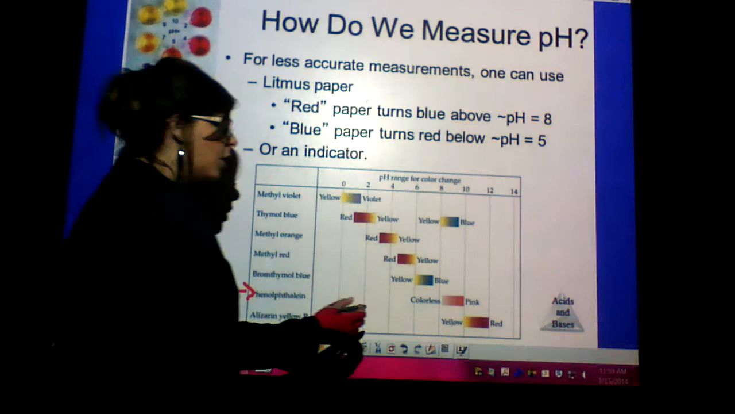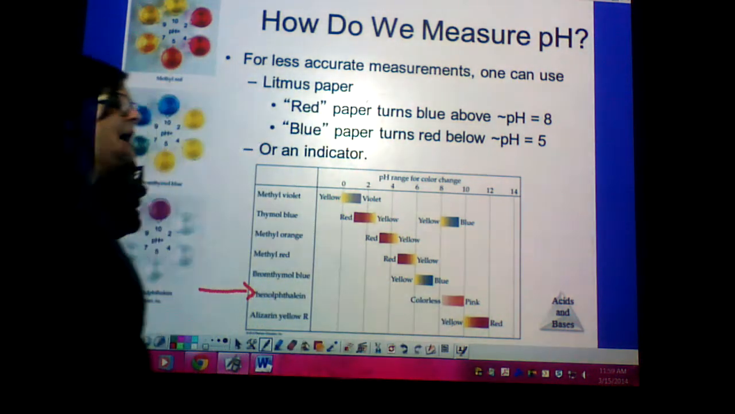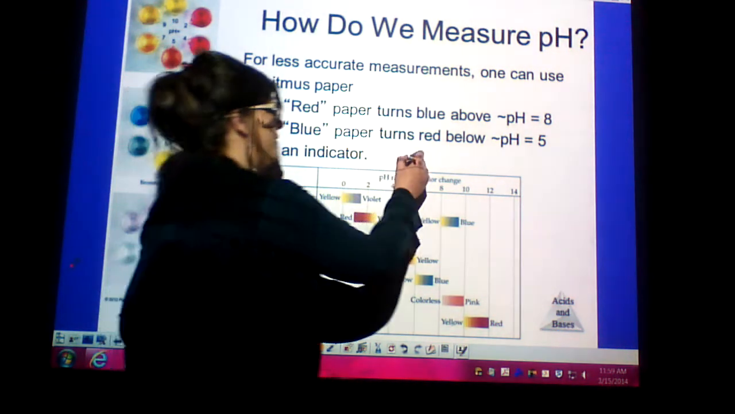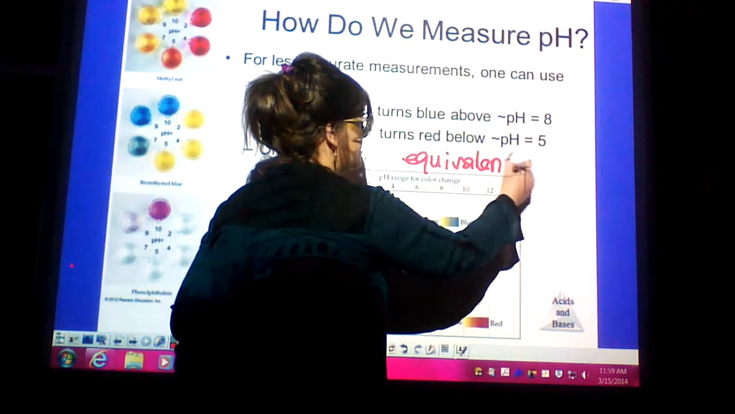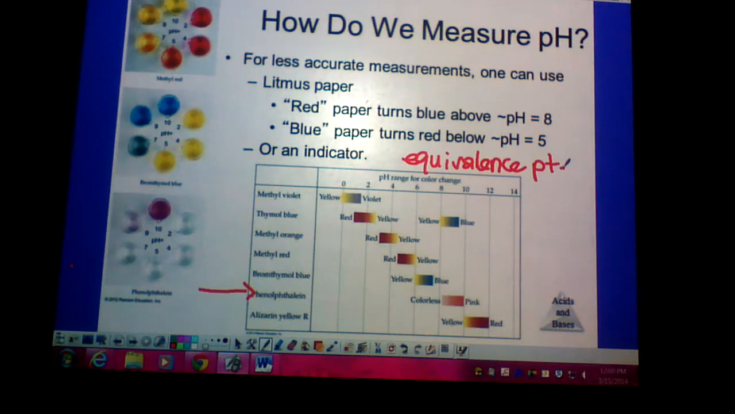So our goal when we use a color acid-base indicator is that, especially for titration, we're trying to find something called the equivalence point. And an equivalence point is where we have equal concentrations for the acid and the base. So it's like right on this edge where my concentrations are equal, so thus we call it the equivalence point.